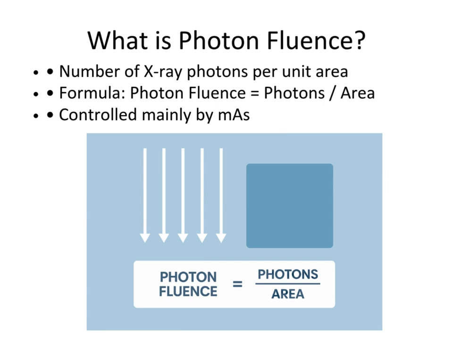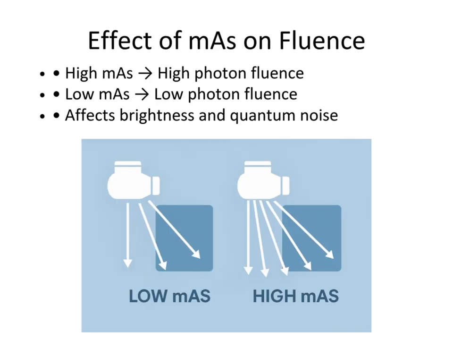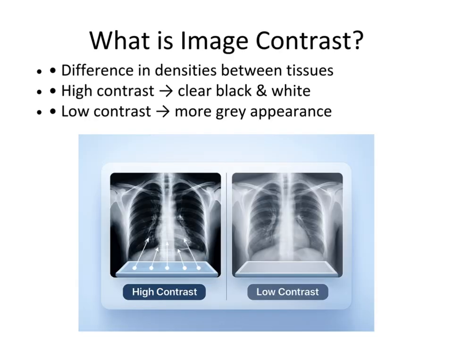And the main factor controlling photon fluence is MAS. When you increase MAS, you are increasing the number of photons emitted by the X-ray tube. So, high MAS, high photon fluence; low MAS, low photon fluence. This is why MAS directly controls image brightness and quantum noise. But the real magic happens when photon fluence interacts with tissues, and that brings us to image contrast.